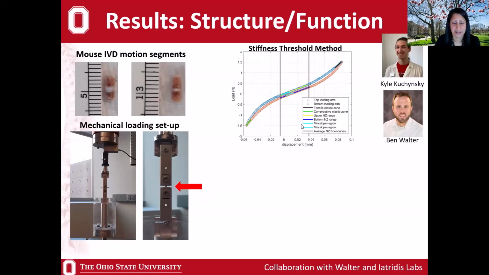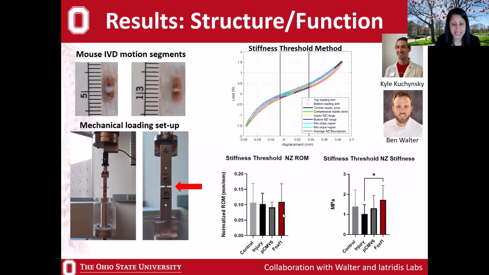So this is just an example of the stiffness threshold method. And then we didn't see any effects when we looked at neutral zone range of motion, but when we looked at the threshold neutral zone stiffness, we did see an increase in stiffness with our FOXF1 group, which was really nice with the other parameters in terms of structure function that we looked at, that we're getting some restoration of the tissue repair here.